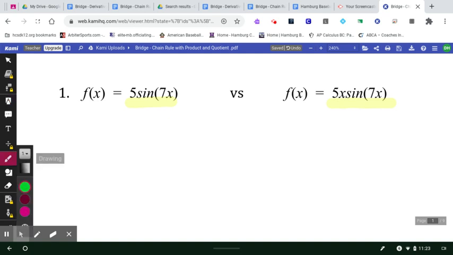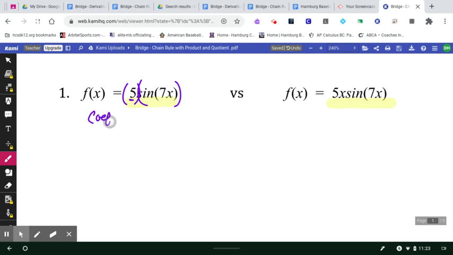And here's why. Take whatever colors you have; if you have any colored pencils, it's a good time to use them. So this is 5 times sine of 7x. Notice how this does not have an x with the 5, which just makes it a coefficient, not a product. Versus this one over here, which is 5x times the sine of 7x. Because they both have x's, it is now a product rule. And that is the big difference. So we have to be very, very careful on whether we have coefficients or we have products. And it just comes back to reading it out loud, I think.